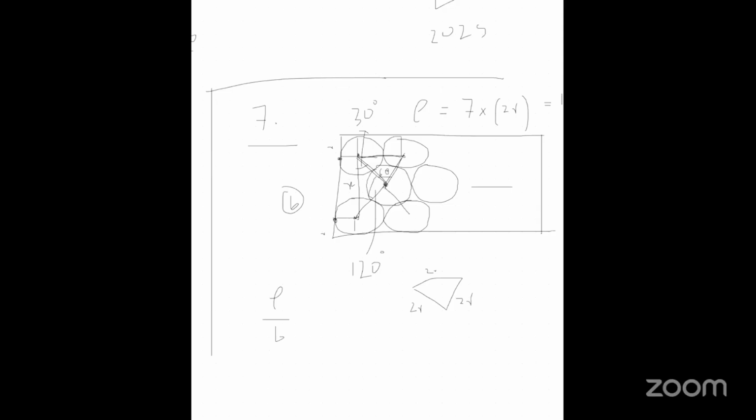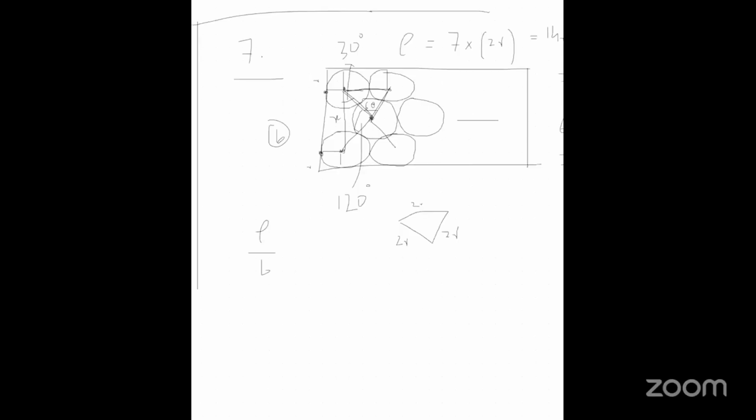So you now have a triangle which is something like this. So isosceles, and isosceles because of symmetry. This is 120. This is 2r. This is 30. And this is some x that we are trying to find. So what you can do is, again, use the law of sines. x divided by sine of 120 is equal to 2r divided by sine of 30.